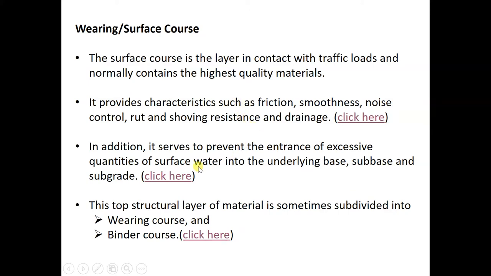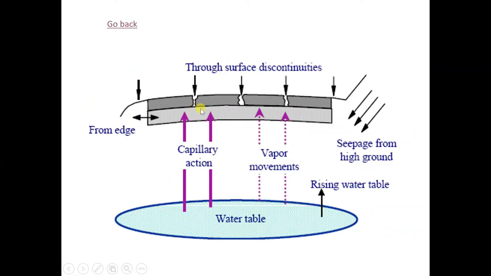In addition, it serves to prevent the entrance of excessive quantities of surface water into the underlying base, sub-base, and subgrade. So the surface course will do that. This road surface is probably not that good because of the cracks. Usually, when there are no cracks, it's quite water resistant. It's not totally waterproof, it's water resistant, so it can prevent the water from going down to the bottom layers.